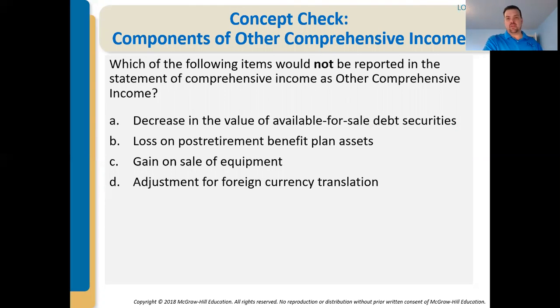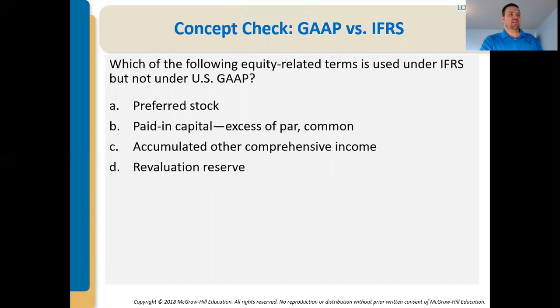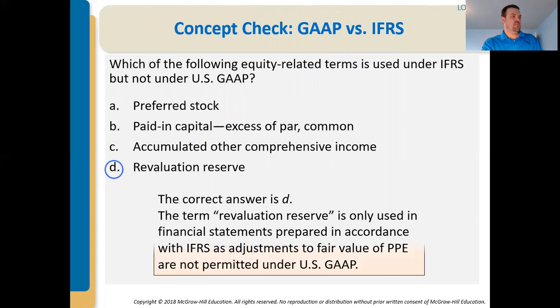And again, I would recommend quizzing yourself and pausing and see if you can answer this question. There's nothing wrong with getting it wrong if that happens, but I'd pause here to do that. And the components of other comprehensive income include, it should be C, gain on sale of equipment. Again, you can pause here to look or to answer the question. The revaluation reserve. The answer.